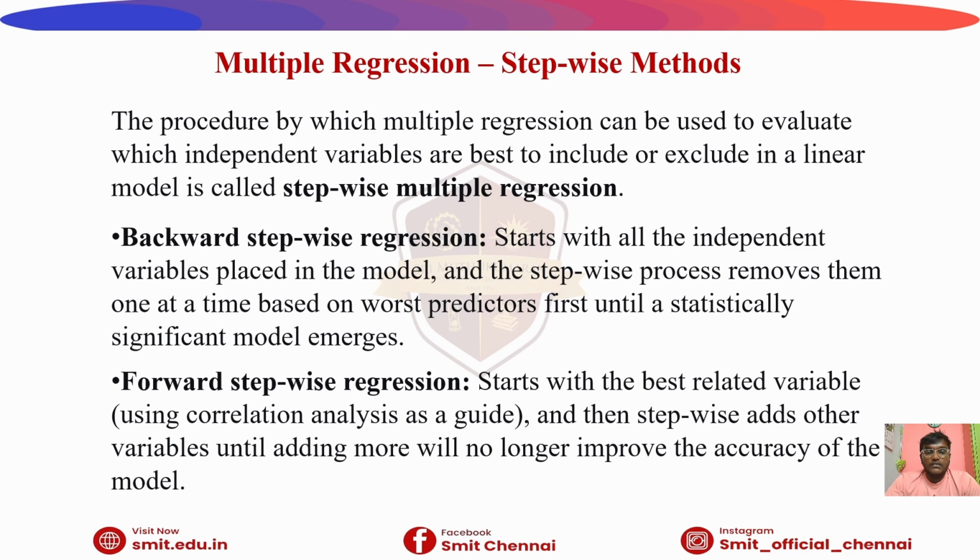Then backward stepwise regression starts with all independent variables placed in the model. The process starts with the full model, all predictors included. Evaluate which variable contributes least to the model, the worst predictor. Remove the variable, re-evaluate the reduced model. Repeat steps 2 to 4 until only statistically significant variables remain.